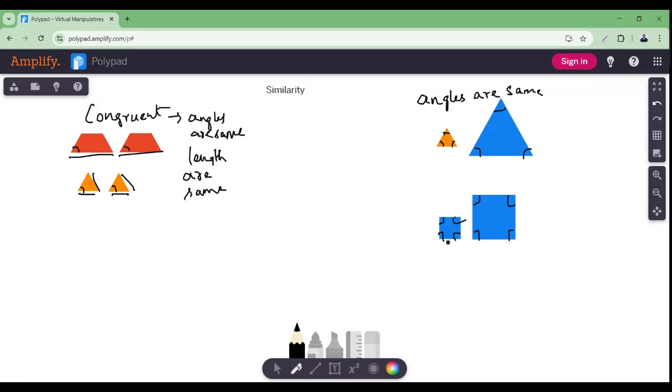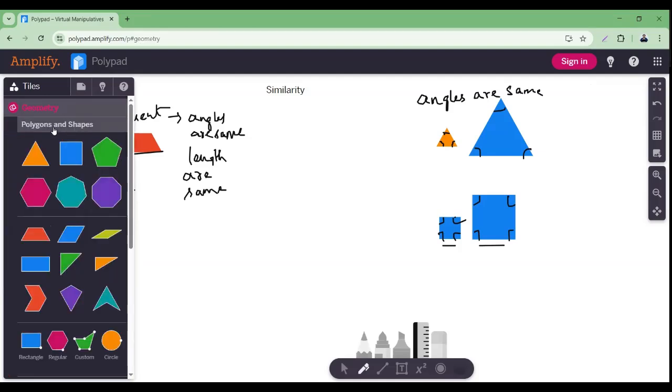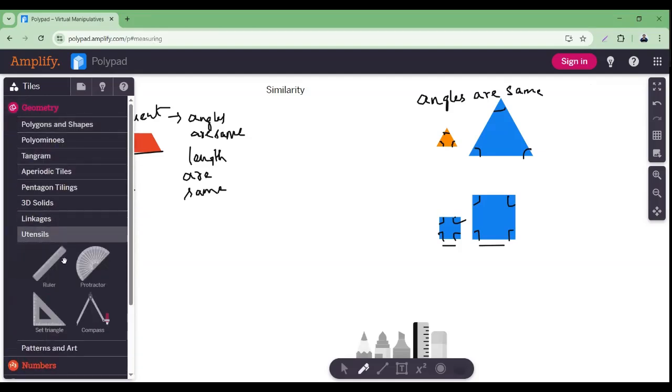How about the square? The square is the same story. The angles are the same, but the lengths are not the same. But is there any connection between those lengths? Let's take a scale and see what to do about the lengths.